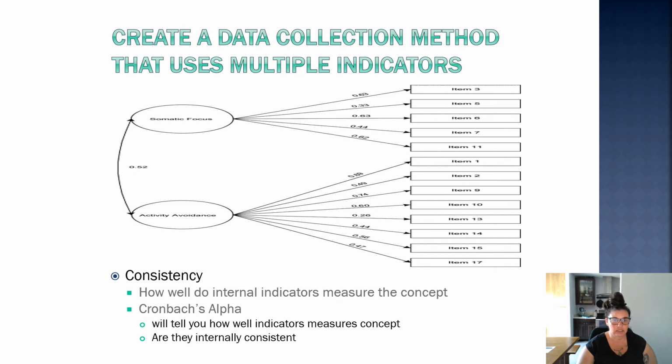The example here is somatic focus and activity avoidance. They created a definition, and then each one of the questions that you're going to ask about it, here we called them items: items 3, 5, 6, 7, 11 all ask about somatic focus. Questions 1, 2, 9, 10, 13, and so on, all talk about activity avoidance. And we can actually run a measurement to see how much each one of these questions is measuring our variable.